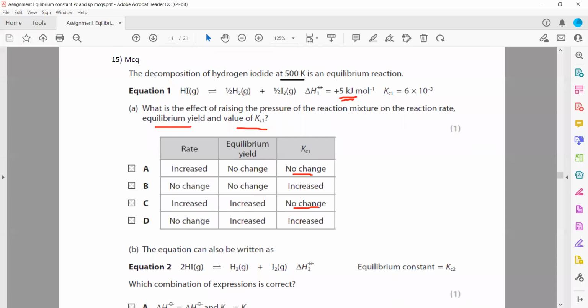here we have 1 mole of gas, here half and half makes 1. So the number of moles in the reactant and the product side is the same. So when we increase the pressure, it will not shift the equilibrium either towards the right or the left hand side. So the yield will not change. So there should be no change in the yield. And what happened to the rate?